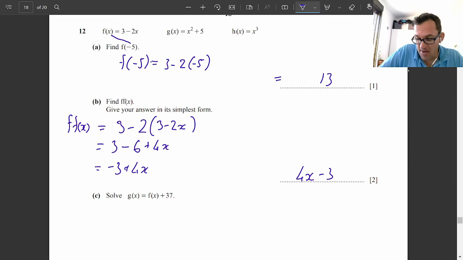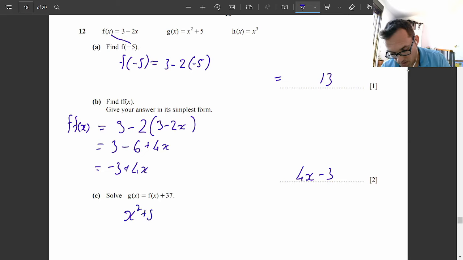Question 12c, solve the function g equals the function f plus 37. So let's start writing down the function of g is x squared plus 5.